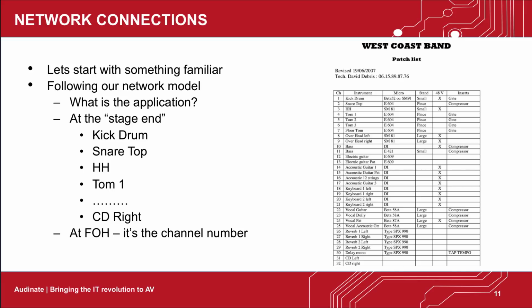Now, having spoken of these network models, let's bring the conversation back to what audio engineers understand best. We are quite familiar with the idea of an input list. We see it on the right here. If we look at this as an abstract of the layered models, we can see that we have channel numbers. This could be considered as being the application layer at the front of house desk. Now at the stage end, the application layer is the instrument.